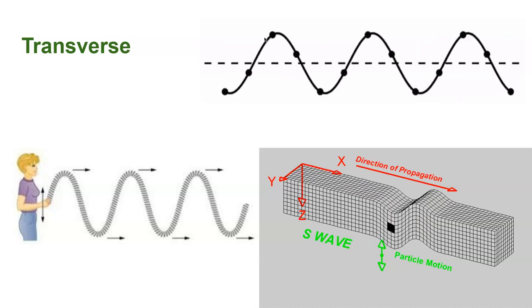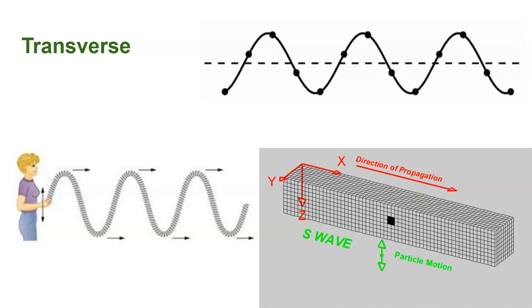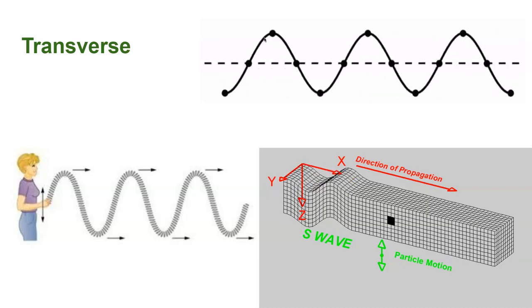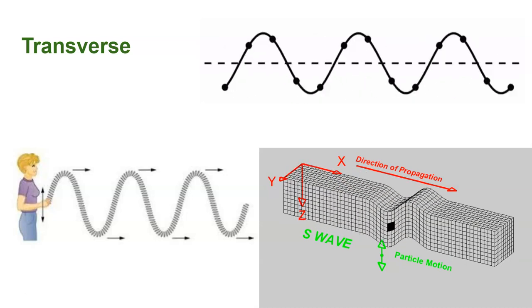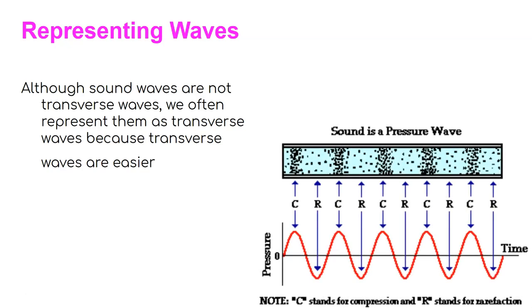And maybe you can understand why looking at the GIF. But for a transverse wave, the direction of propagation is perpendicular to the particle motion. So how do we represent waves? Well, we tend to represent waves using the sinusoidal pattern that we should be using for transverse waves.